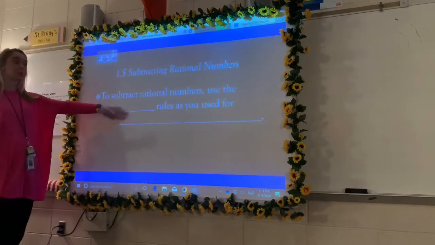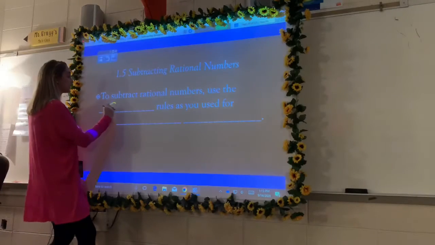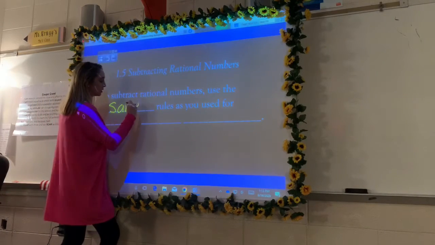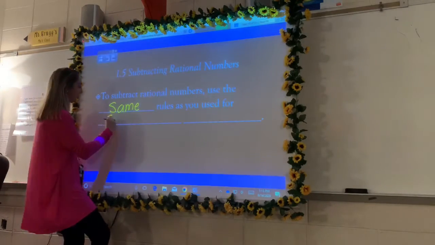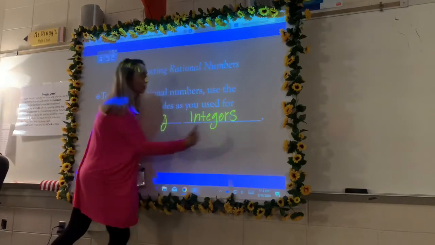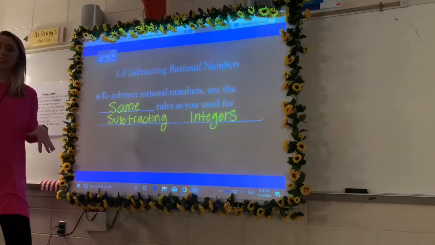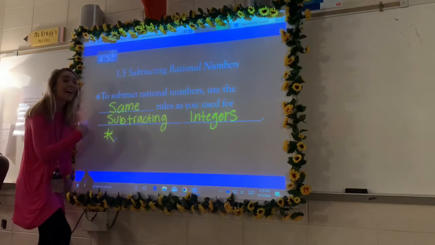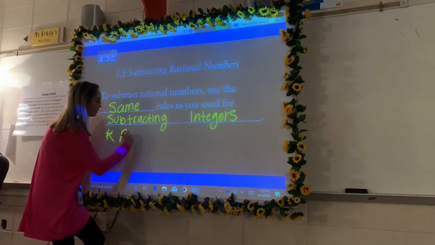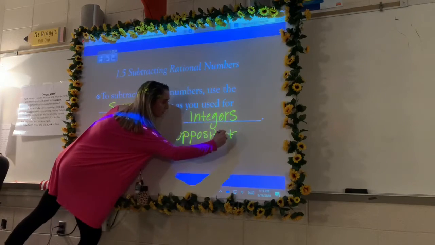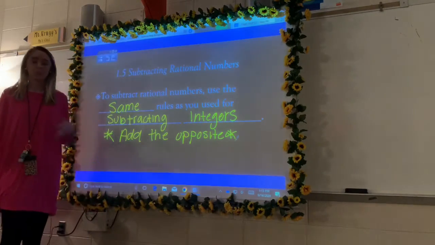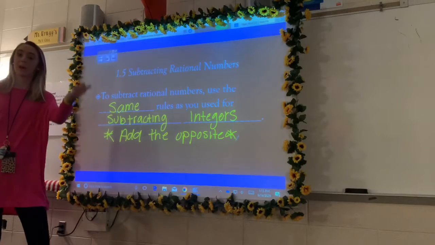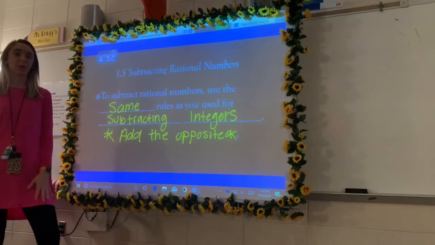All right, so to subtract rational numbers, you're going to use the same rules as you use for subtracting integers. We are not changing our rules up, we're still using that same rule. I hope you remember, that rule is to add the opposite. So remember, when we subtract, we add the opposite, and the opposites are that positive becomes negative and negative becomes positive.